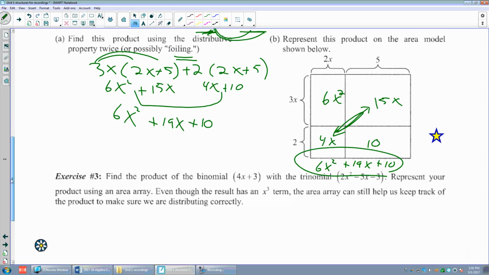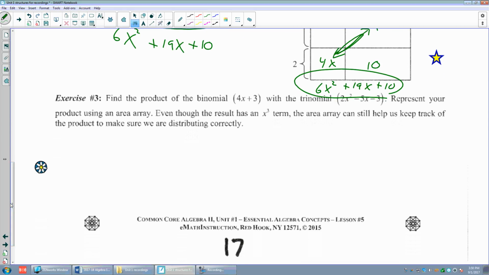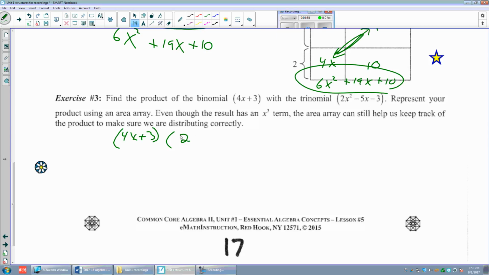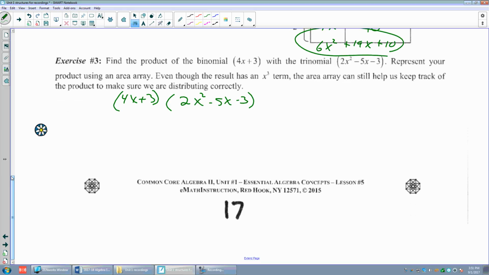Exercise 3. Find the product of the binomial 4x plus 3 times the trinomial 2x squared minus 5x minus 3. Represent your product using an area array, which we just did, even though the result has an x cubed in the term. The area model can still help us keep track of how many products we need. Okay, so it doesn't matter which one goes on the left, which one goes on the top. Sometimes you may have been taught to go on the bottom, okay?